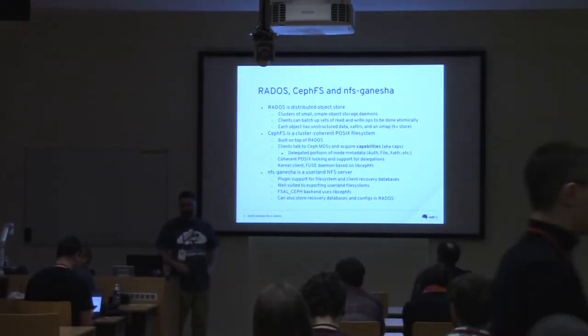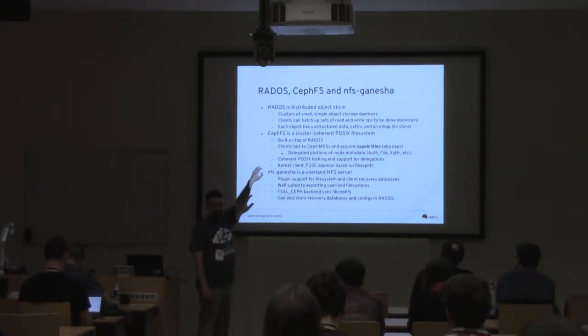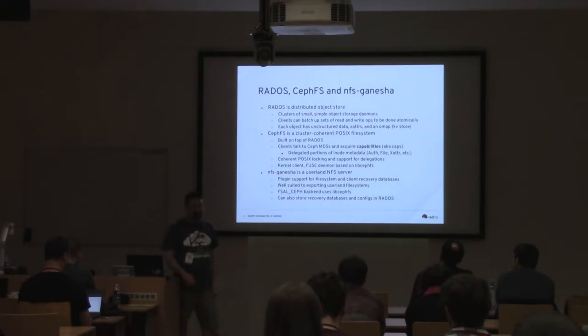So first, a lot of you were probably in some of the earlier talks, but I'll go ahead and go over it. What are the pieces here? Everything at the bottom layer is RADOS, which is a redundant and distributed object store. Built on top of that is CephFS, which is a POSIX coherent file system.